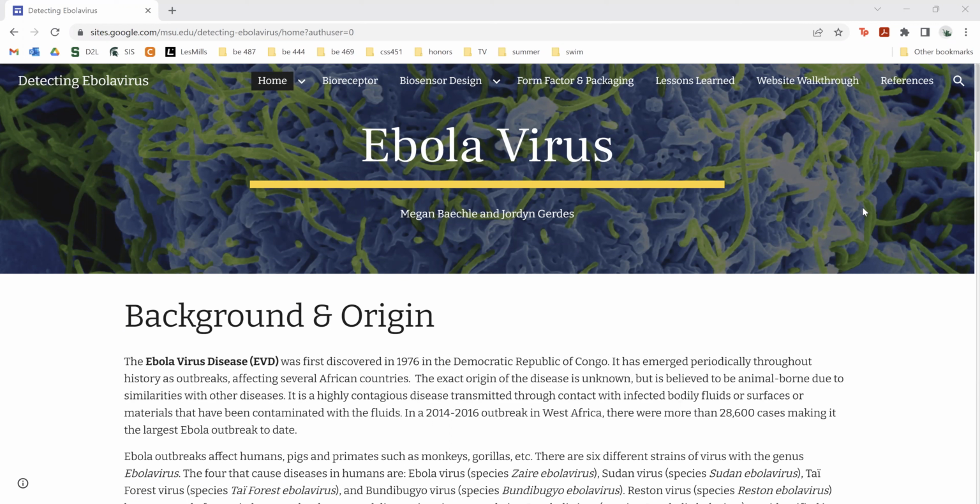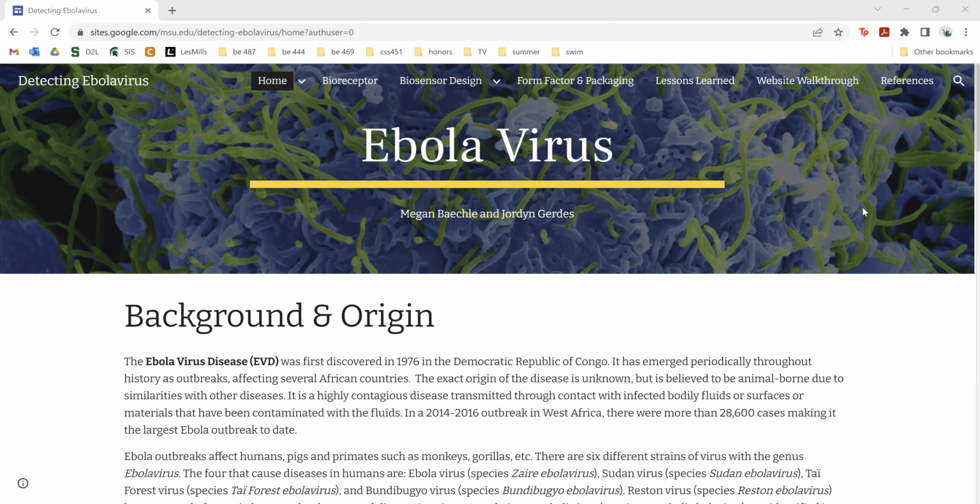As we scroll down here, you can see a pamphlet from the CDC about the transmission of EVD. It's contagious and spread through bodily fluids and contact with surfaces or things that have been contaminated with bodily fluids. Further down here, you can see the pathogen. That is the Ebola virus.